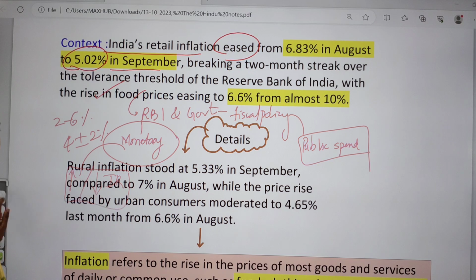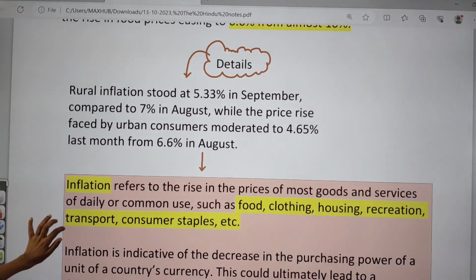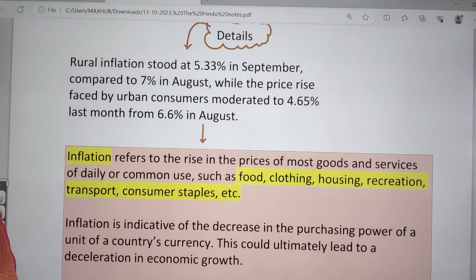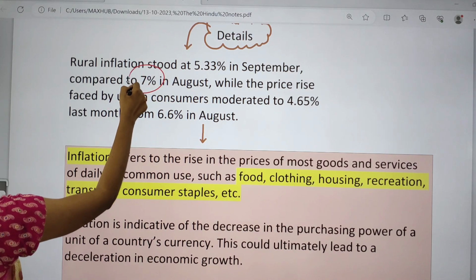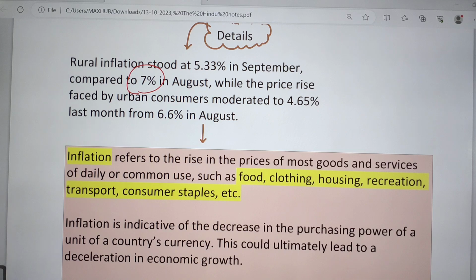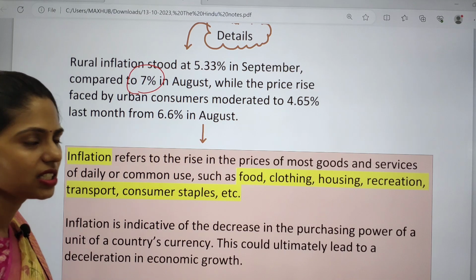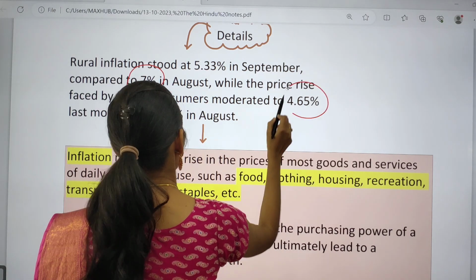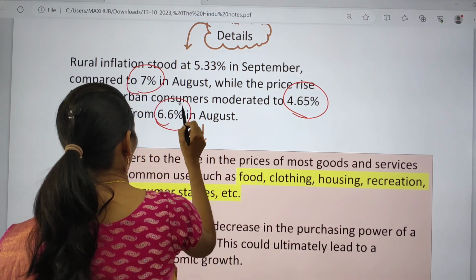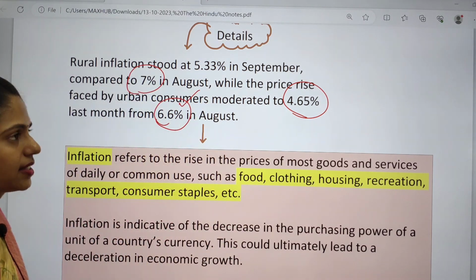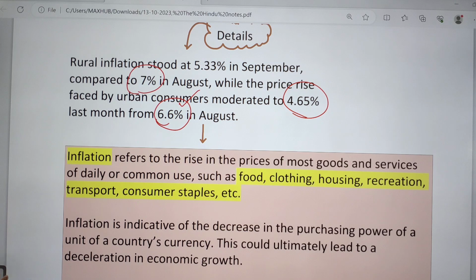And if you see the detail, it says that rural inflation stood at 5.33% in the month of September compared to 7% in August. Okay, in urban areas it is 4.65% and they had around 6.6% in the month of August. So these are some important details.